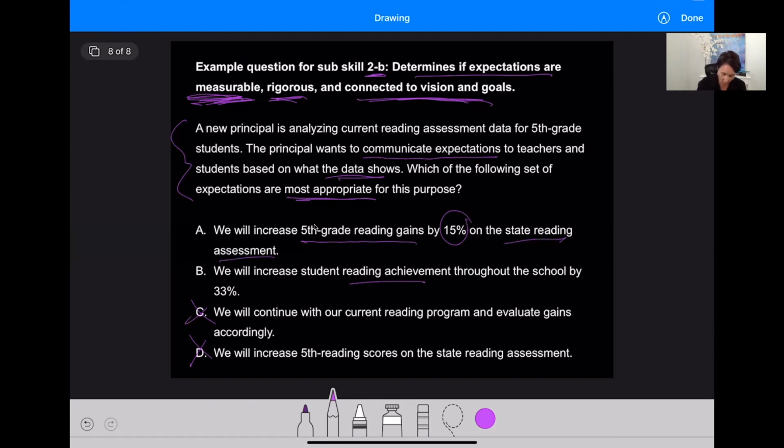All right. We will increase student reading achievement throughout the school by 33%. Now, here's the difference between A and B. A is much more specific. Specificity is very, very important when you're making goals. And I outlined this in our new guide. You've got to make sure they're SMART goals. They're specific and measurable. That's the first part of the SMART goals. And A is the most specific and the most measurable, and it is connected to the overall vision and goal of the school. So A is going to be the best answer choice there. That one's a little bit harder.